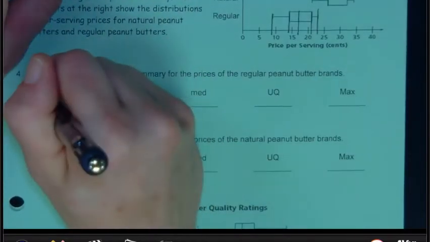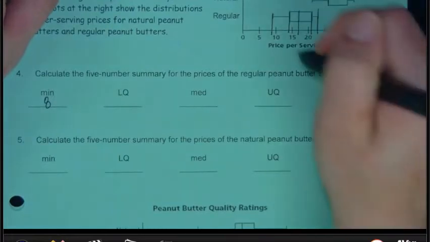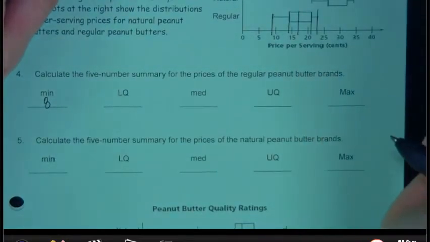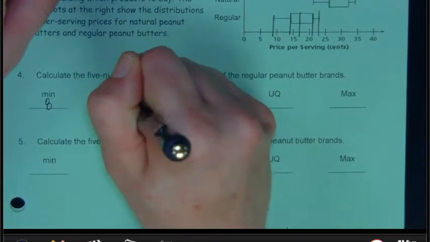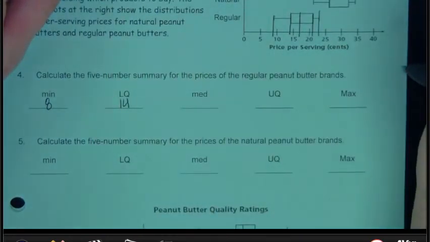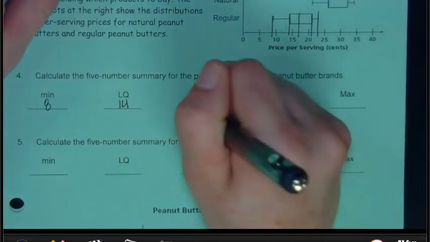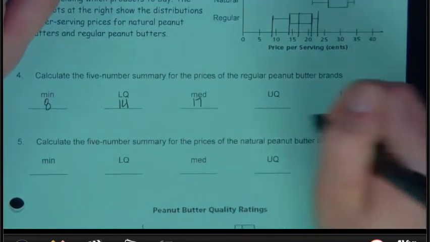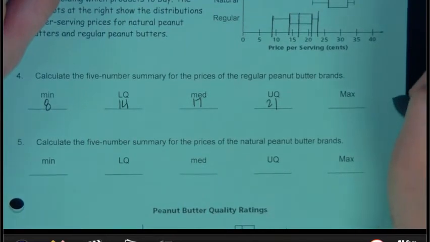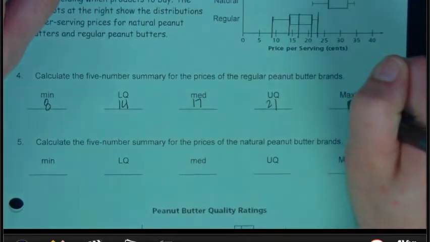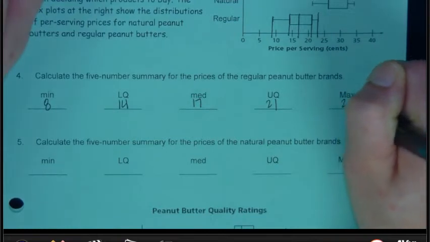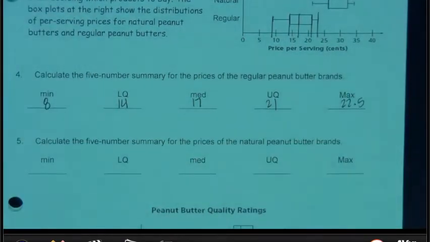So it looks like my minimum is at 8. It looks like my lower quartile is probably at 14. My median is probably at 17. My upper quartile looks to be at 21. And my maximum looks to be between 20 and 25, so 21, 22, 23, 24, 25. So 22.5 would be for my regular. Okay. All right.